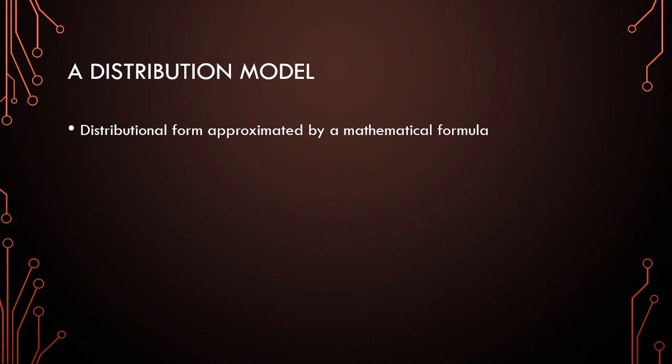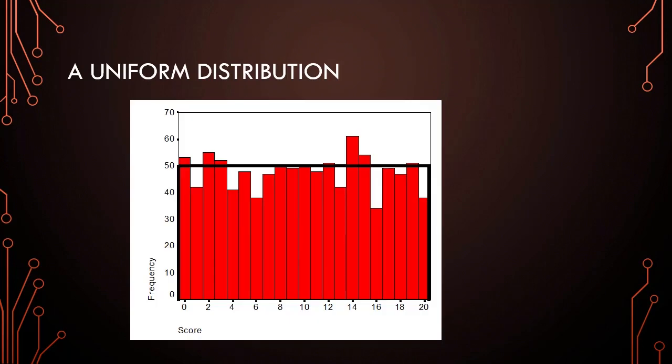When we look at a distribution of data for a variable, one characteristic of these data is that the distribution has a certain shape. That shape can sometimes be approximated by a mathematical formula. Here's an example. This histogram looks a bit like a rectangle. That's because along the entire score range, we have almost the same number of units in each score interval.